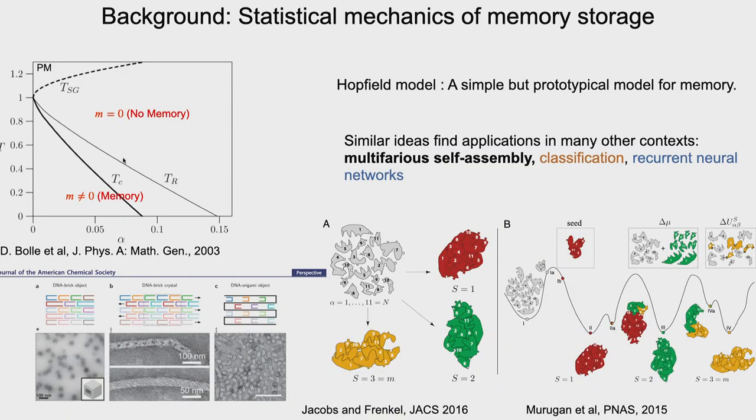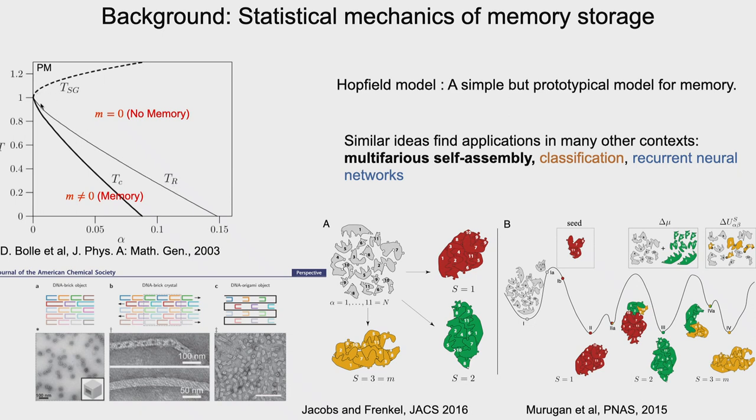What I have here is a caricature of that kind of a phase diagram, done in a slightly different setting, but the broad ideas remain the same. This is how it looks. There is this region here where you can retrieve memory. On the x-axis is plotted the fractional capacity, the number of memories divided by the number of neurons. At some point, you can't store anything. As you increase temperature, you keep losing memory. And the transition is a sharp transition. That's this line here.